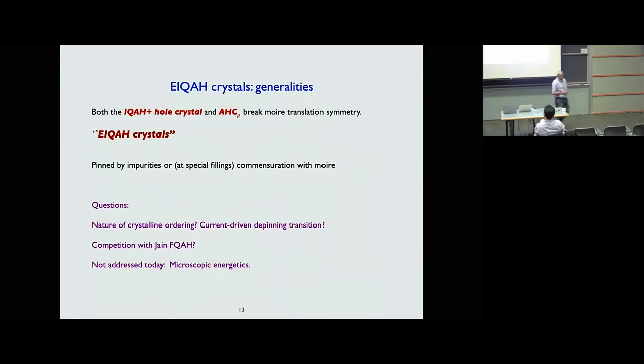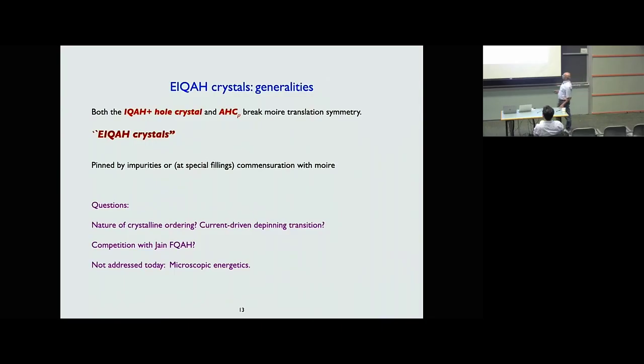All right. So there are two crystalline states at fractional filling that we could be thinking about as possible candidates for this extended integer quantum anomalous Hall effect. Both of these break the Moiré translation symmetry, and so I'll call them EIQAH crystals, and they'll be pinned by impurities or at special fillings by commensuration with the Moiré.